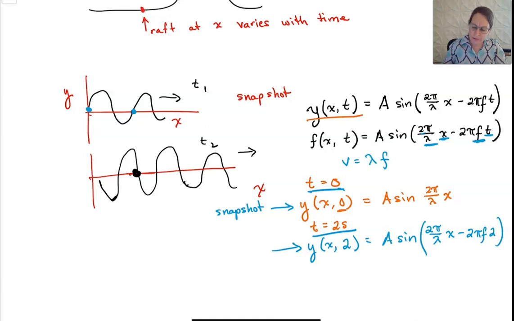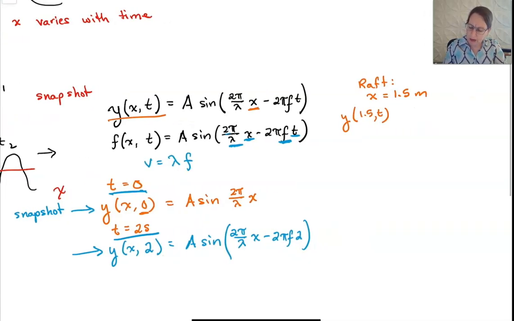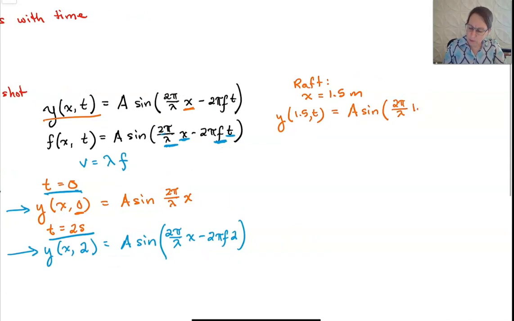If we wanted the raft view, we'd need to know the location of the raft. Say the raft is at x equals 1.5 meters. Then you just put in x equals 1.5, so y of 1.5, t equals a sine of 2 pi over lambda times 1.5 minus 2 pi times the frequency times the time. Then you just have a plot of y versus t, which might look something like this.